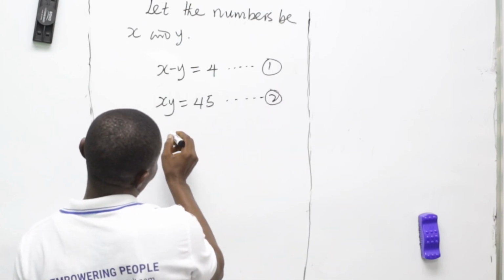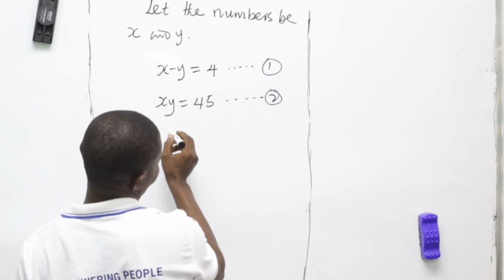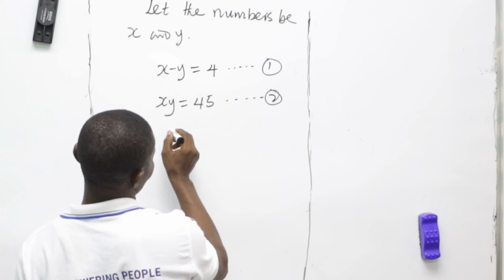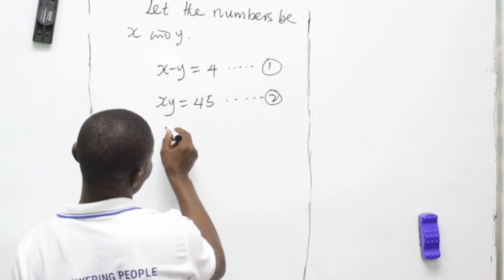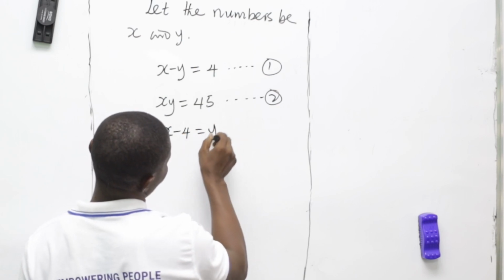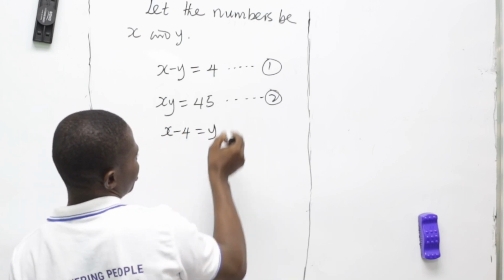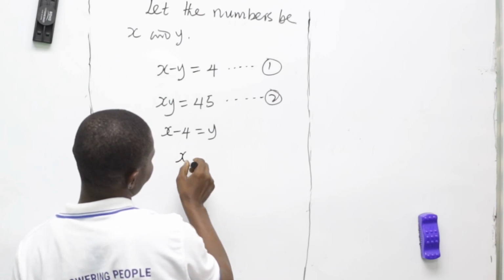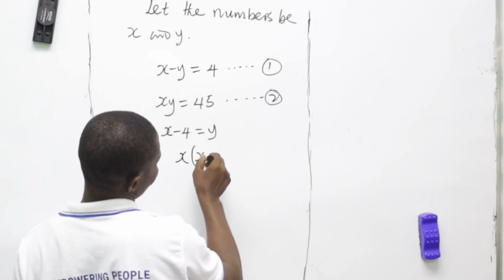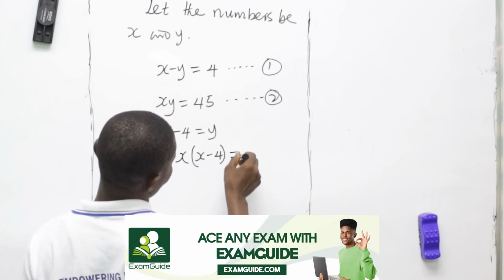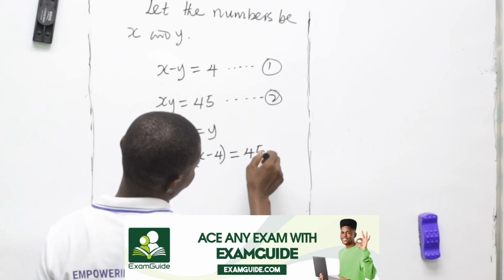Now, making x subject of the formula or y subject of the formula, it means x minus 4 equals y. So that in equation 2, wherever you see y, you call it who? x minus 4 equals 45.